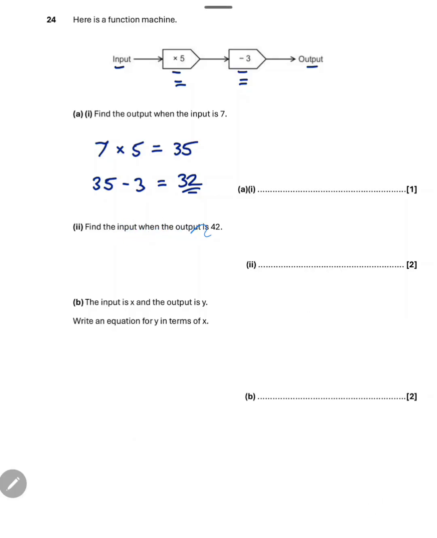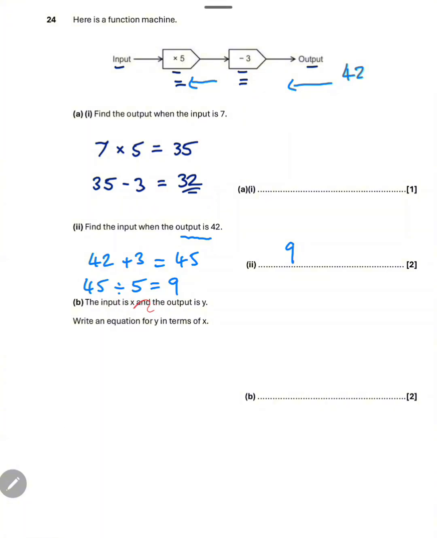We're then going the other way around. The output is 42, so now 42 is over here, and we've got to go the other way and do the opposites. So I'm going to start with 42. Rather than take 3, I'm going to add 3, the opposite, press equals, you'll get 45. And then I'm going to keep coming this way, and rather than times 5, I'm going to divide by 5, the opposite. 45 divided by 5, press equals, that is 9.